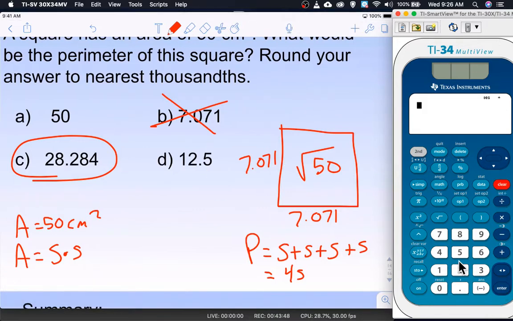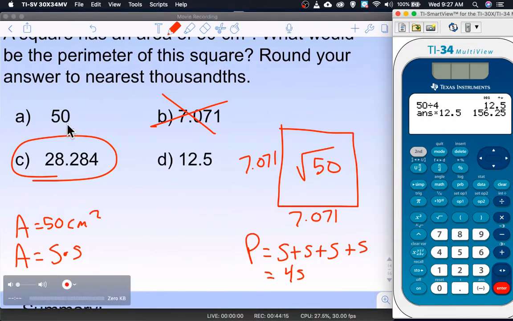This 12.5, that's for students who try to take 50 and divide by 4. And you would think that that's the side length, the length of each side, but it's not, because 12.5 times 12.5 does not equal 50. Okay, so dividing by 4 does not do what you think it's doing.